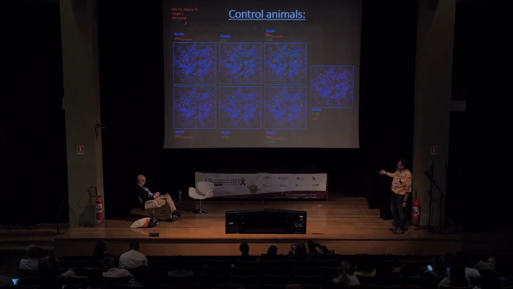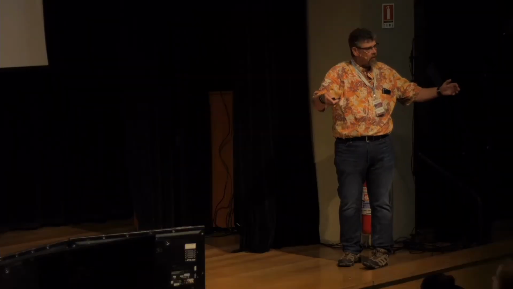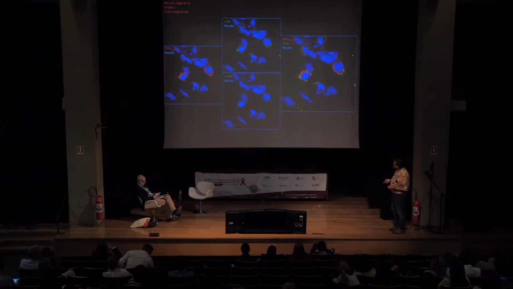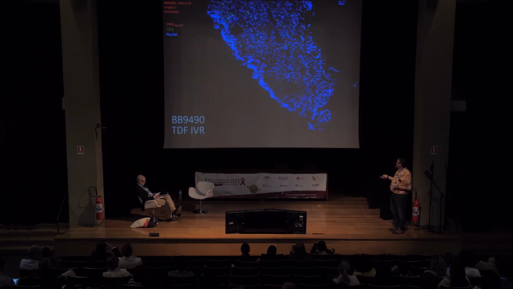So this just shows a control animal at 72 hours. We have big foci. These red dots are the SIV infected cells, and we have lots of infected cells, very big foci, as we have in some of our other studies in rhesus macaques. And we can just go in and phenotype them.